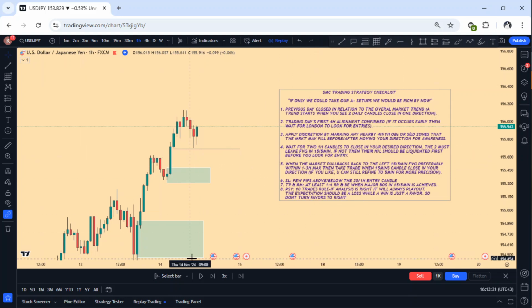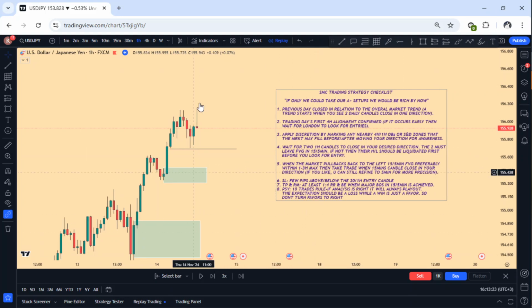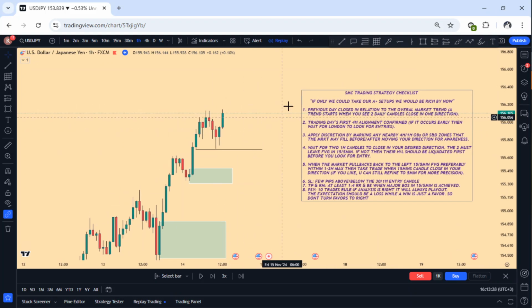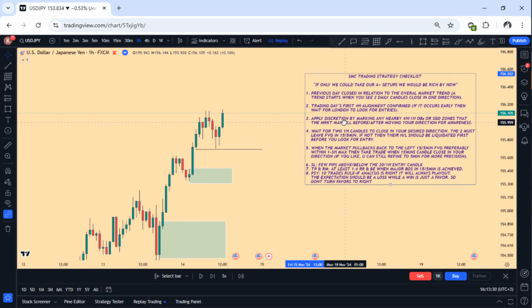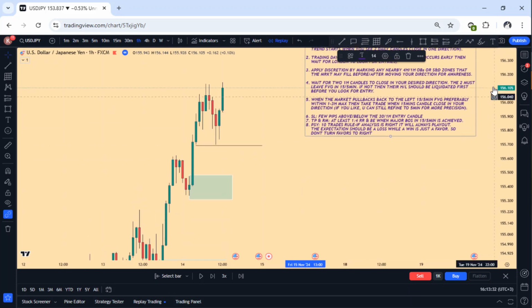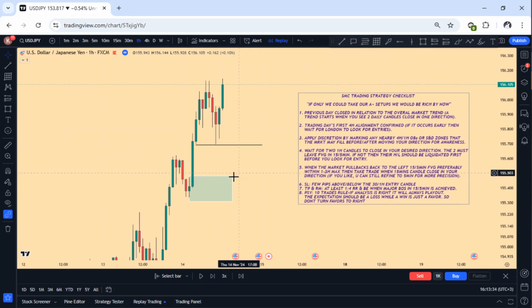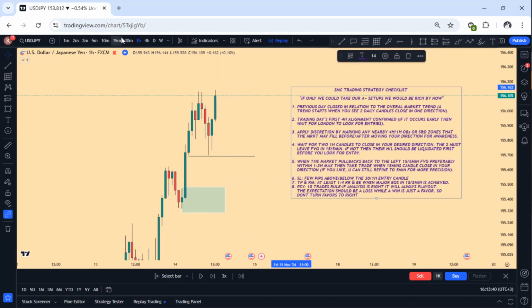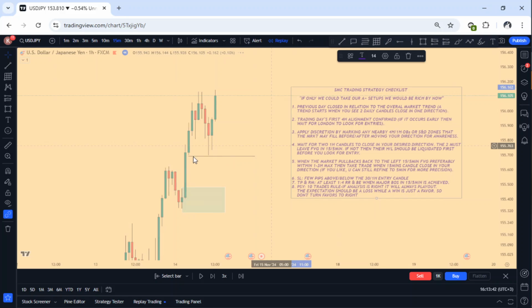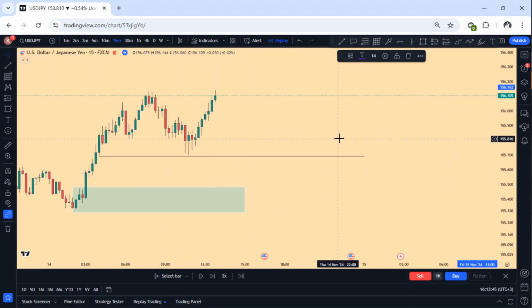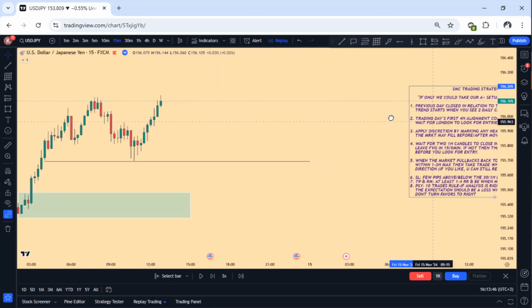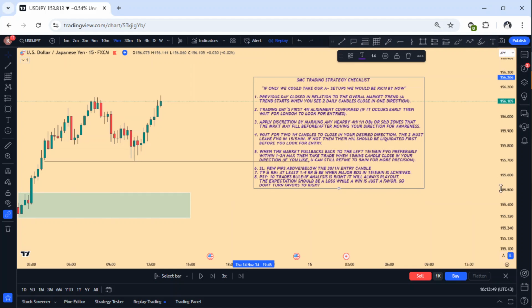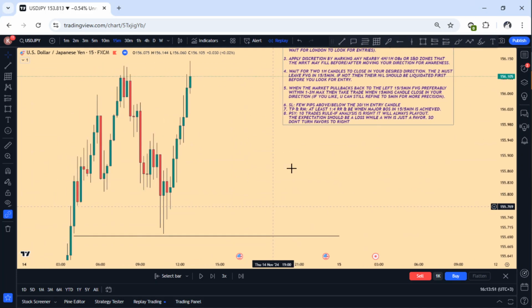So I'm waiting for another 1 hour to form, and then you can see the 1 hour forms successfully. Now what do I do? I shift to 15 minutes and try and look for a fair value gap. Now mark you, I'm aware that the market can still pull down here, so that is something that I'm aware of. So I go to 15 minutes and try and find a fair value gap within this formation, this 2 hours candle.